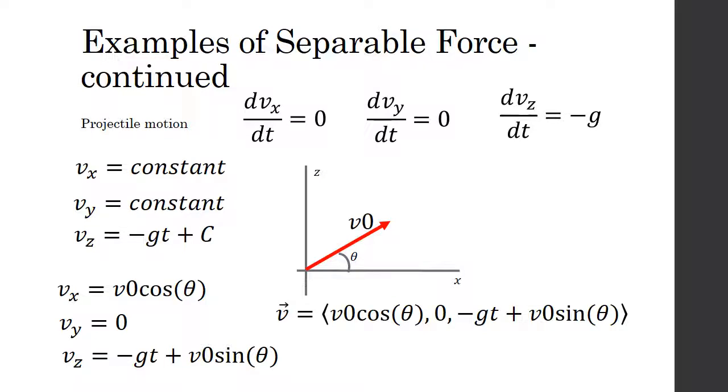Now, if we wanted to get the position, we would use the definition that the change in position with respect to time is equal to the velocity, and we do a similar thing for each coordinate, and then figure out what the position of this object is over time. But this is one example of a separable force.